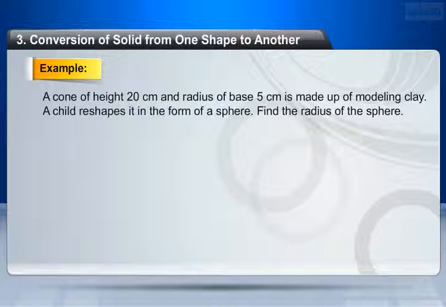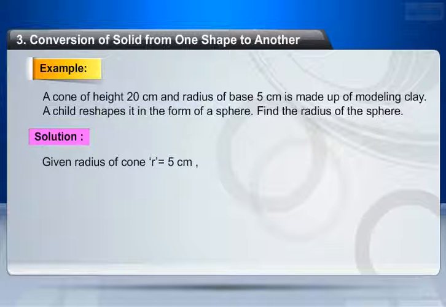Example 1. A cone of height 20 centimeters and radius of base 5 centimeters is made up of modeling clay. A child reshapes it in the form of a sphere. Find the radius of the sphere. Answer. Given radius of cone, r equals 5 centimeters. Height of cone, h equals 20 centimeters.